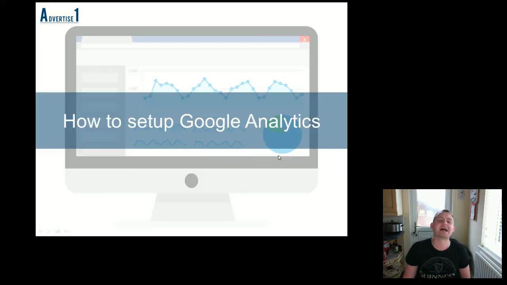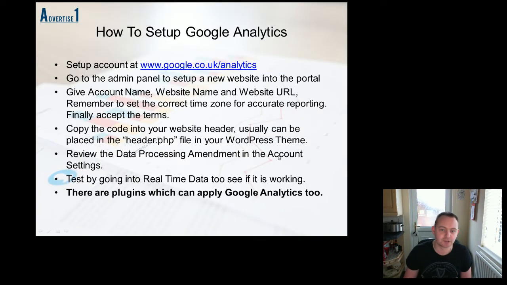So let's keep going. How to set up Google Analytics. Set up the account at google.co.uk/analytics. Go to the admin panel and set up a new website into the portal. Give an account name, website name, and a website URL. Remember to set the correct time zone. Now that is very important, because if you go and look at analytics and it says that you've had a lot of people accessing at 5 o'clock in the morning, say, which is New York State's time in the US, but really it's 10 o'clock in the UK, that can give a false indication. So set your time zone up correctly, and finally accept the terms and conditions.